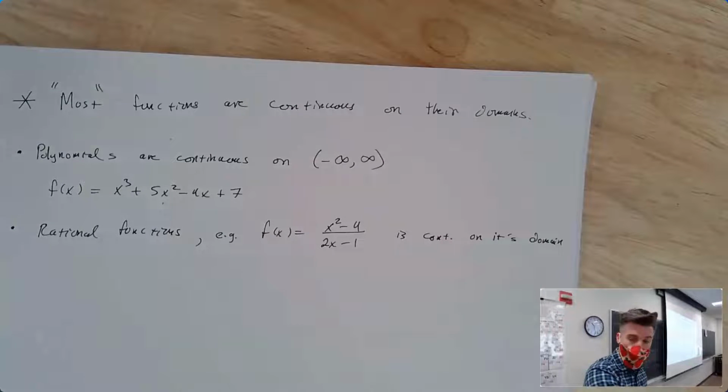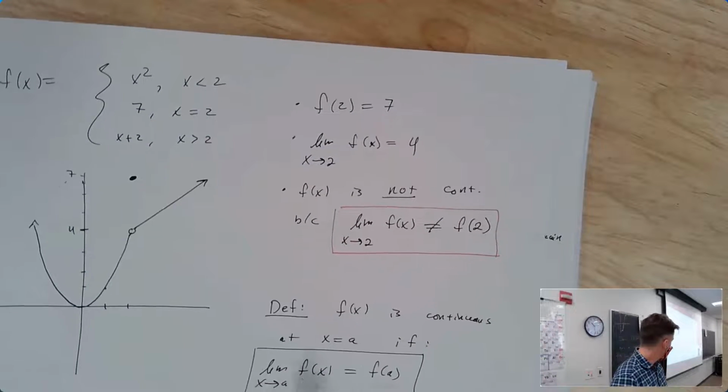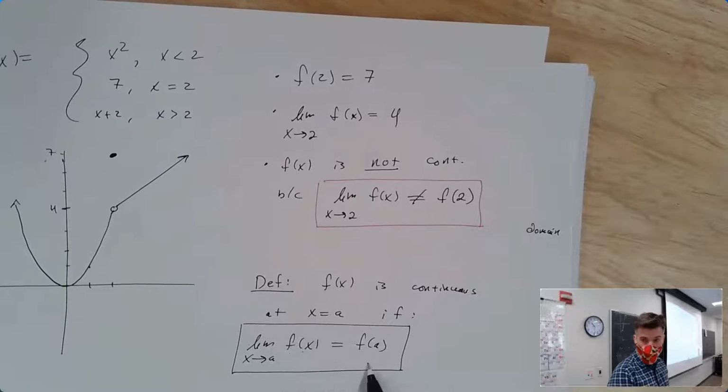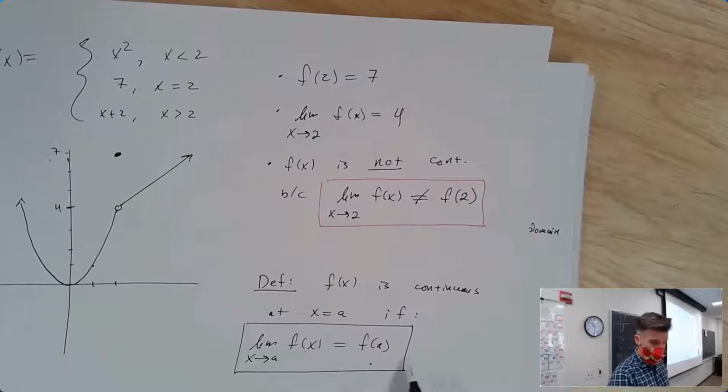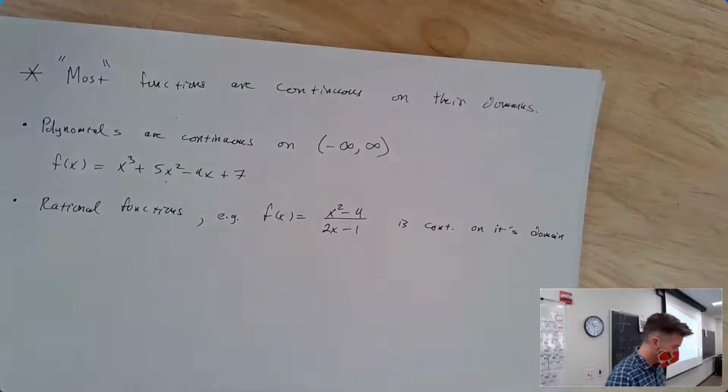Sure thing. Let me just put the page back over a second. To be continuous, and we'll say it again, the limit has to exist, the function has to exist, and they have to equal each other. We're going to write it down again, don't worry. I'm just giving you some examples.